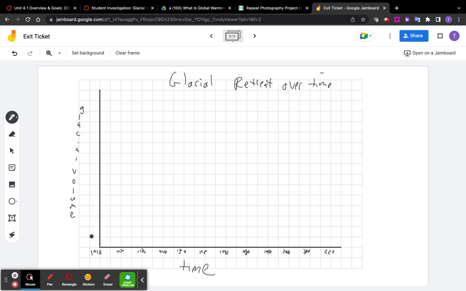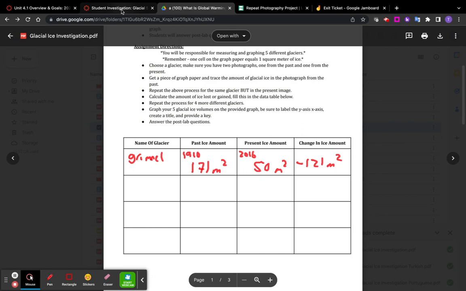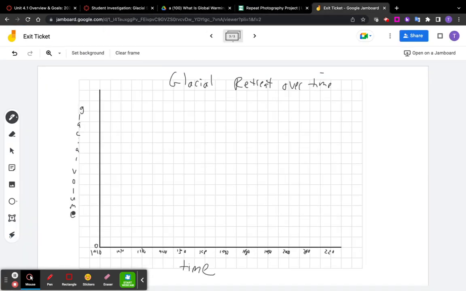Now I have to determine my y-axis. I'll start here for my y-axis. Let's say this starts at 0, and I have to go all the way up to 171. So how do I do that? Well, let's count: 1, 2, 3, 4, 5, 6, 7, 8, 9, 10, 11, 12, 13, 14, 15. 171 divided by 15 is about 11. So I'll do mine by, let's say, 12. 0 to 12. Make sure we put meters squared there too so we know what the glacial volume is measured in.